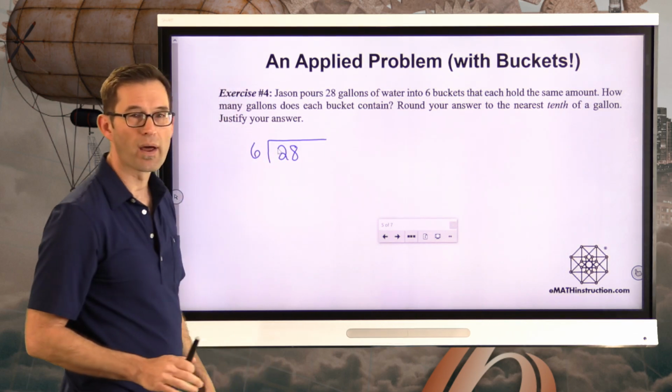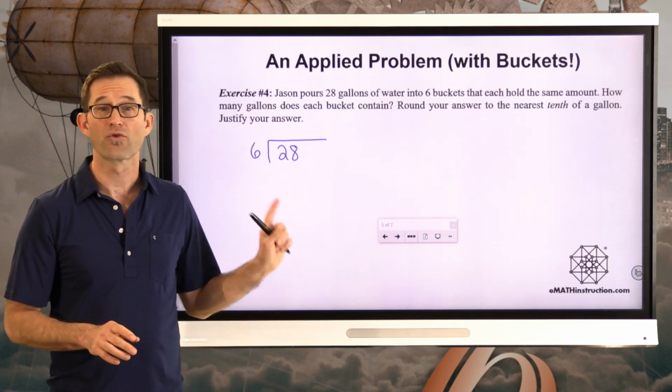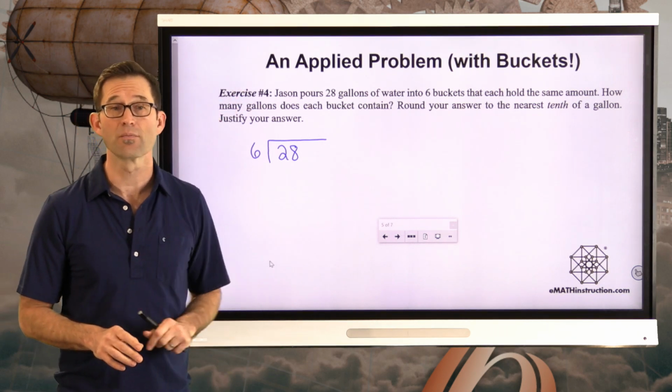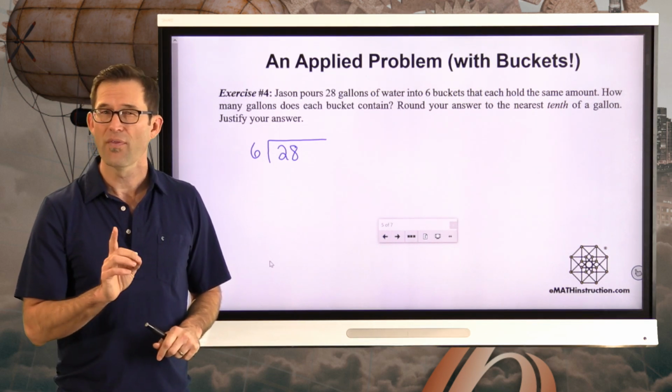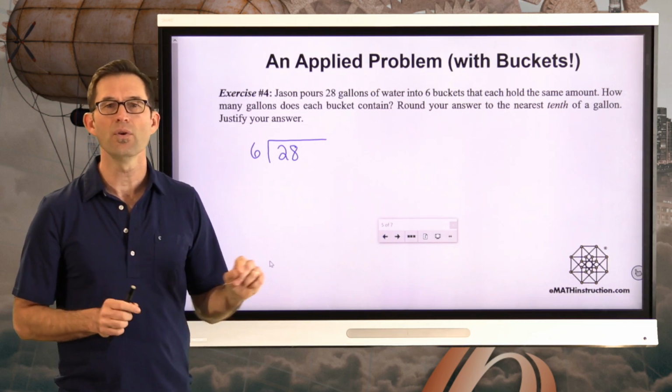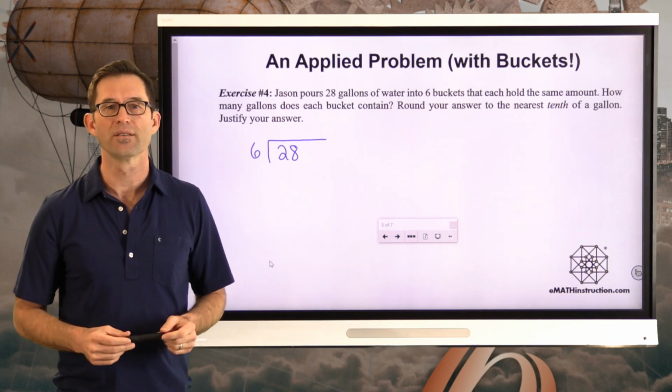All right, so what I'd like you to do now is take a moment and try to figure out what the answer to this division problem is. Hint, it's gonna have a repeated decimal in it. And then once you have that repeated decimal, see if you can use it to figure out how to round this answer to the nearest tenth. Take a little bit of time to do this.